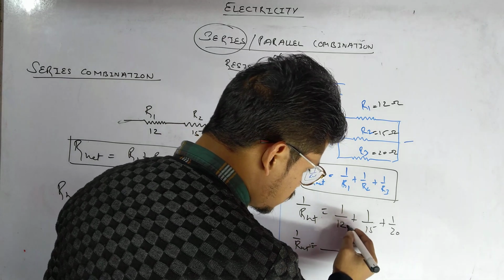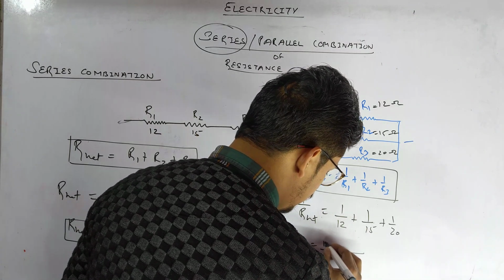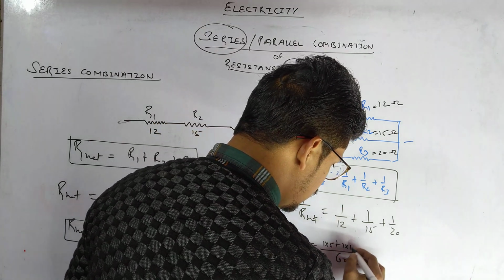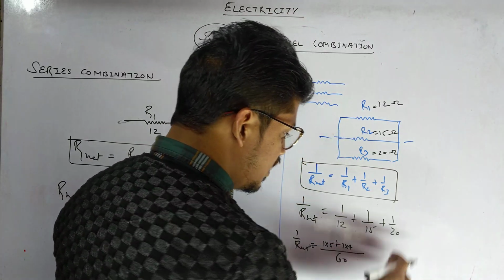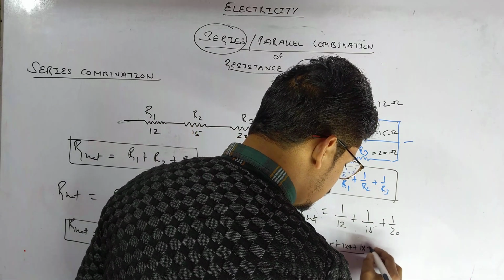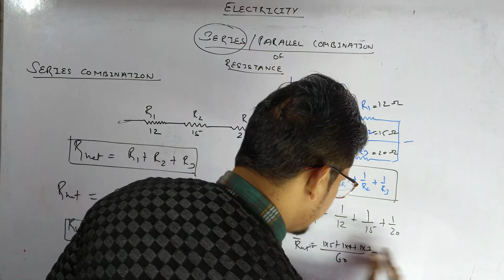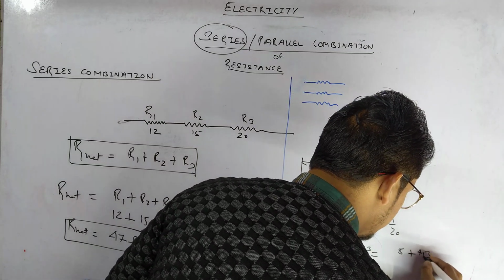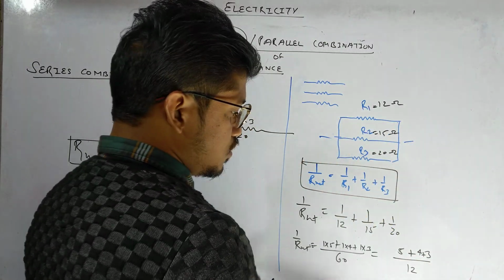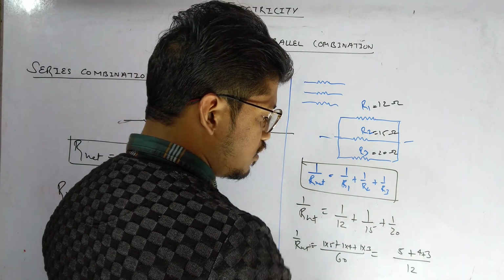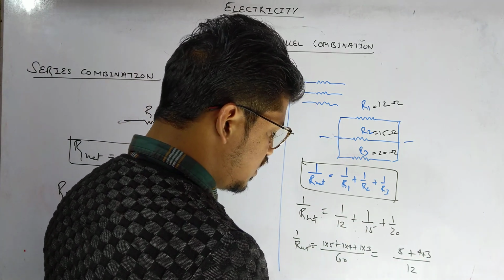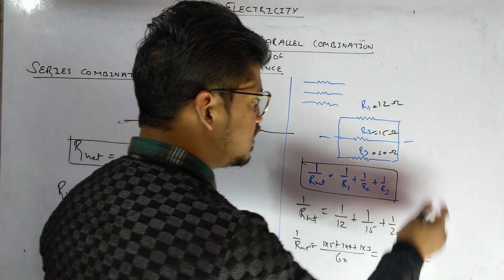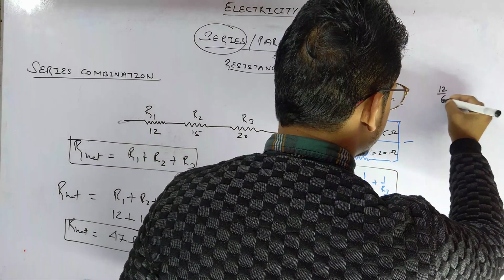Okay, now 12 times 5 is 60, so 1 into 5. Plus now 15 times 4 is 60, so 1 into 4. And 20 times 3 is 60, plus 1 into 3. Okay, just please calculate this one: 5 plus 4 plus 3 upon 60. So 5 and 4 is 9, 9 and 3 is 12. So it is 12 upon 60.